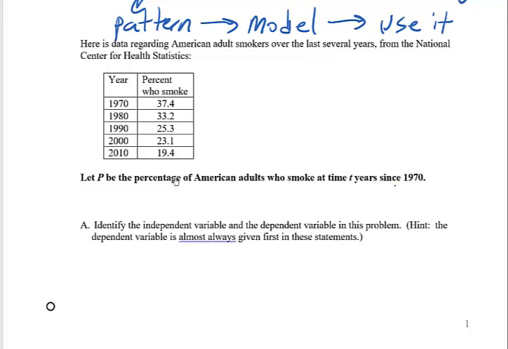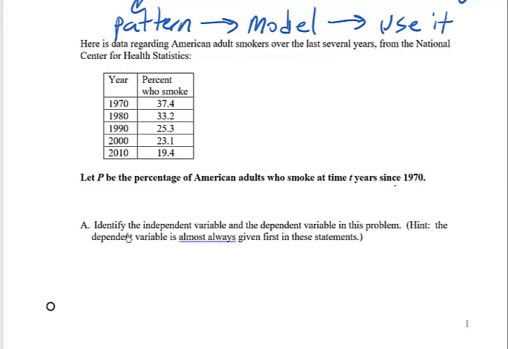Well, we need to be very specific about what our variables represent in each of these problems. Here's a very typical kind of statement you're going to have, these let statements. Let P be the percentage of American adults who smoke at time T years since 1970. P, the percentage of American adults who smoke. T, the number of years since 1970.